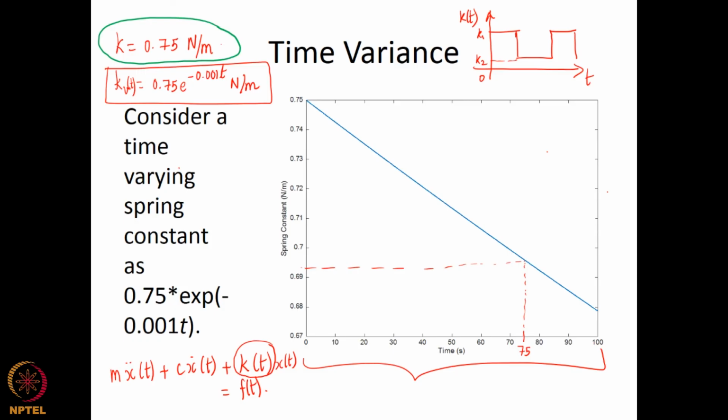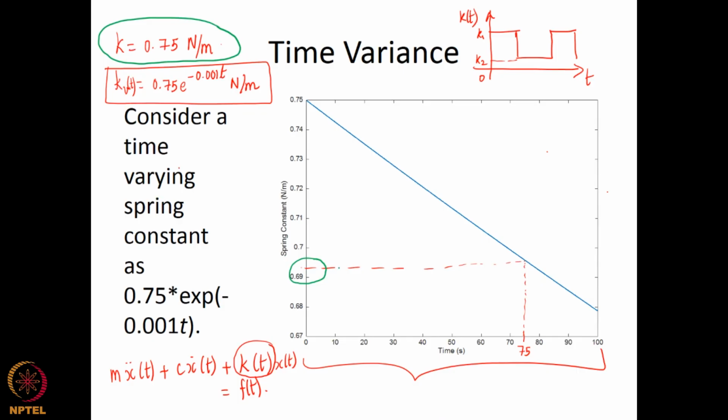If we plot it, I have just zoomed into a range of 0 to 100 seconds. Around the 75th second we can see that the spring constant has decreased to around 0.693 Newton per meter. So, that is what has happened.